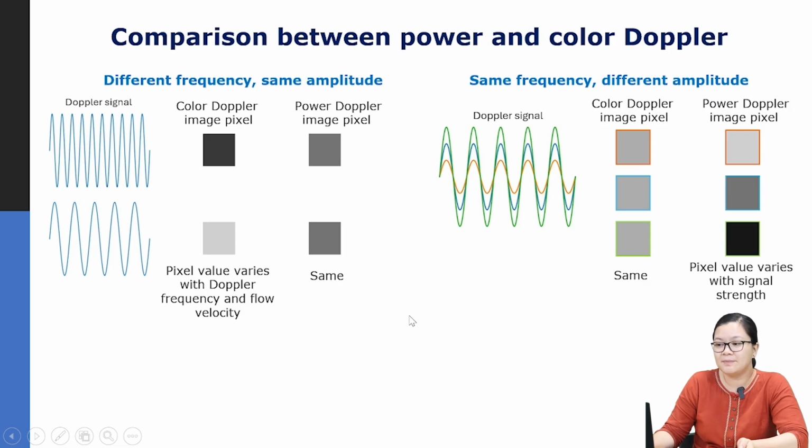When we compare power and color Doppler, if there is a difference in the frequency of the Doppler signal, you can see in a color Doppler image that the pixel value will be different, but in a power Doppler, the pixel values will be the same, because again, power Doppler does not depend on the frequency. If you have the same frequency but different amplitudes of the Doppler signal, color Doppler will show that the pixels will be the same, but power Doppler will show differences in the pixel values.